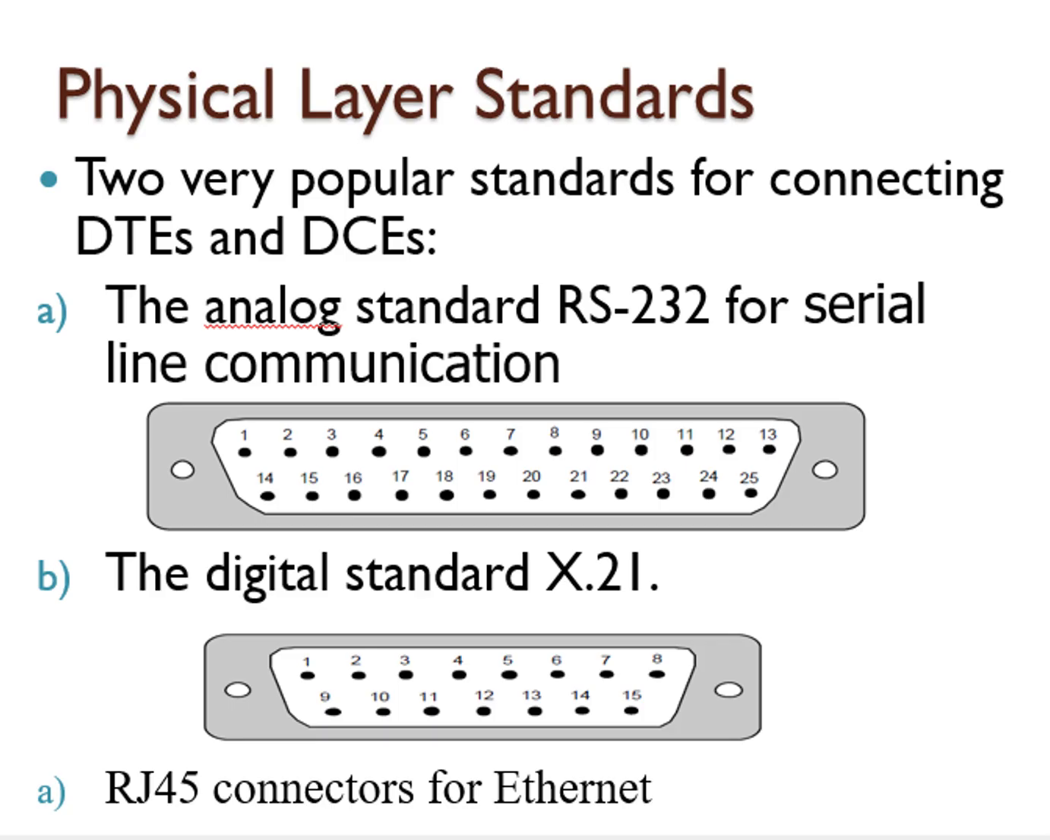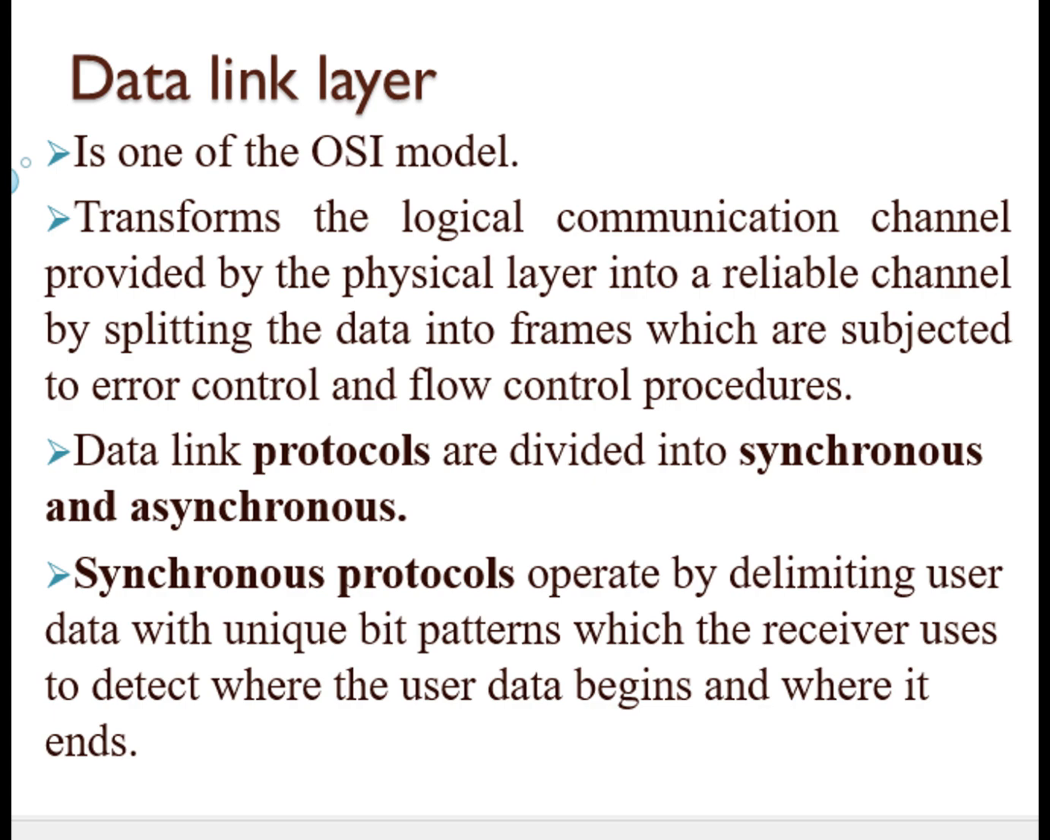Physical layer standards. Two very popular standards for connecting DTEs and DCEs. A. The analog standard RS-232 for serial line communication. B. The digital standard X.21. C. RJ45 connectors for Ethernet. Data link layer in the OSI model.